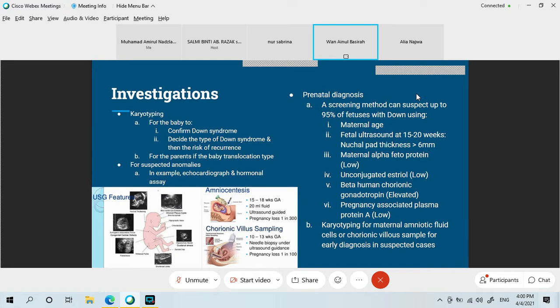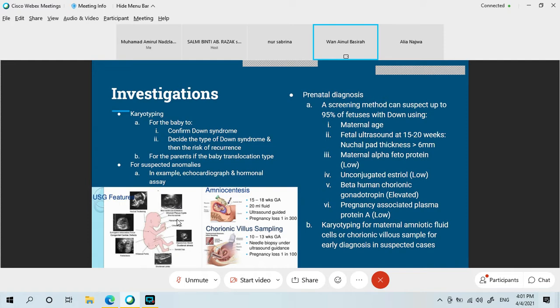And then for the fetal ultrasound at 15 to 20 weeks, we measure the nuchal pad thickness. If you can see lah in the picture dekat belakang leher tu, nuchal thickening. And then we do tests like maternal alpha-fetoprotein. Biasanya mak dia akan low lah. Unconjugated estriol, low, beta HCG elevated. For PAPP-A is low. Karyotyping for amniotic fluid cells or chorionic villus sample for early diagnosis in suspected cases.